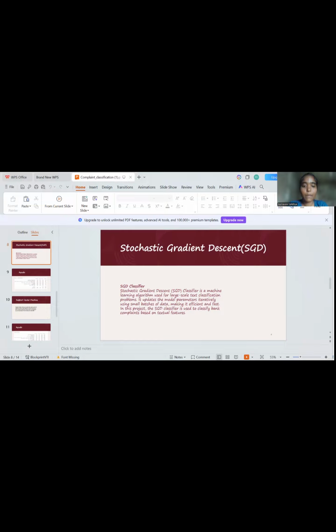SGD is an optimization algorithm that updates the model using one data point at a time instead of the whole data set. It makes it faster and memory efficient. In our project, since we are dealing with a large text data set, SGD helps in quick training and gives good performance for complaint classification.